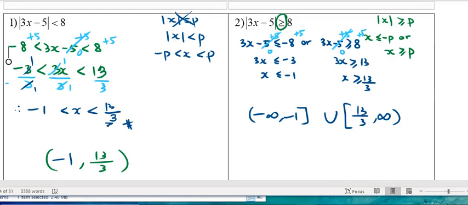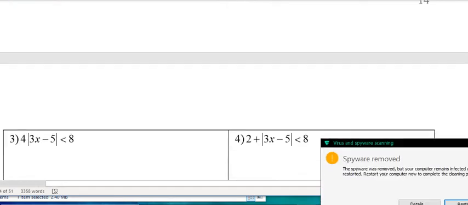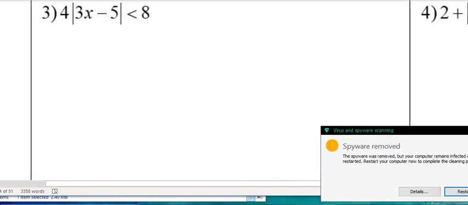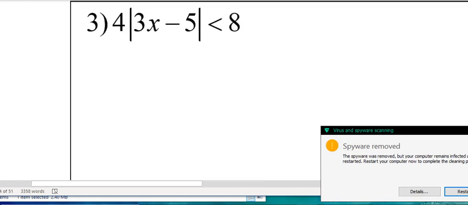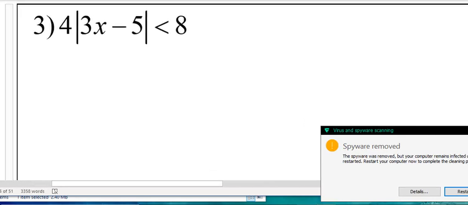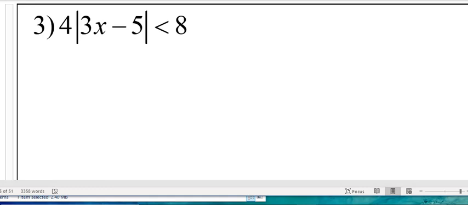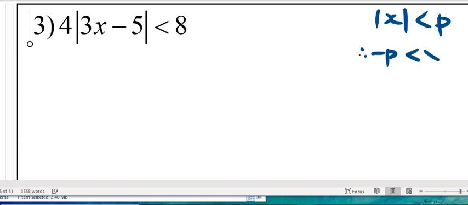Let's proceed. Question 4. Look into this example. How are we supposed to solve this? We already know which properties to fulfill here. You have less than. Less than means the second one, whereby it fulfills absolute x less than p, meaning you have negative p and positive p, right?